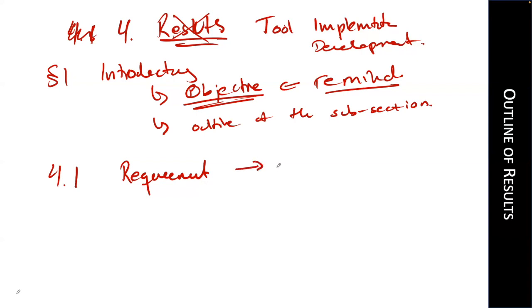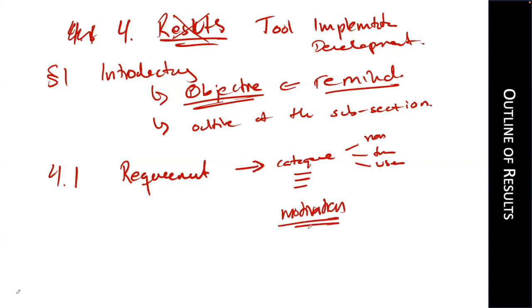And of course, the requirements can be of different categories. It could be non-functional, it could be functional, it could be user interface. It depends on what the tool is. So what you have to do is present the different categories. You have to present the actual requirements. You also have to provide a motivation for why you have each requirement. You can't just say, I want this requirement. You have to provide an explanation of why it is necessary to fulfill it.